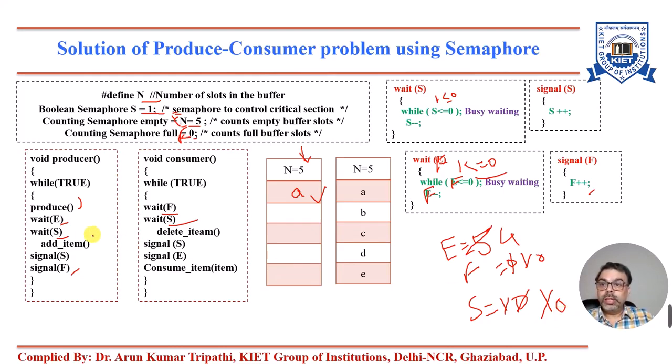If the producer appears suddenly and wants to produce an item, it will again check the value of S. Now S has the value 0. Is 0 less than or equal to 0? The condition will be true. It will be in busy waiting. So the producer now cannot produce an item at that place. In the bounded buffer, the producer has to wait until the consumer finishes consuming, because the consumer is in the critical section.